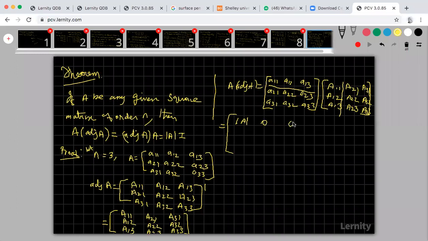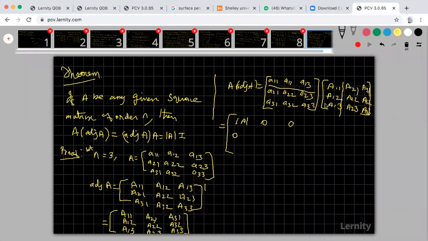Here also I am getting 0. Why? The sum of the product of the first row elements with the third row cofactors, if you multiply like that. Similarly, the second row with the first column is also 0, because here 2, 1, here 1, 1 is there, here 2, 2, here 1, 2 is there, here 2, 3, here 1, 3 is there. Therefore it is 0.